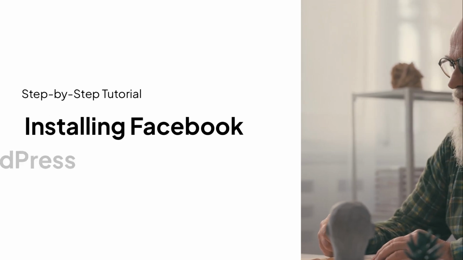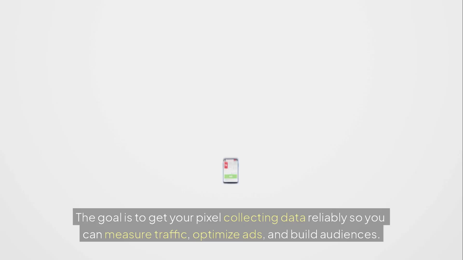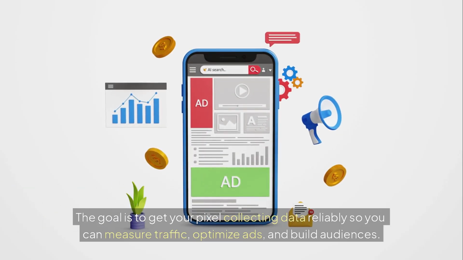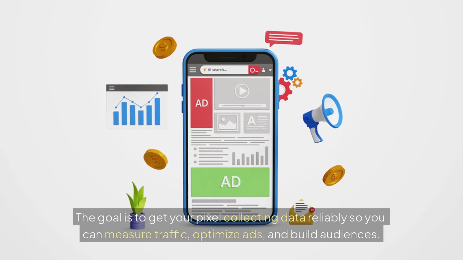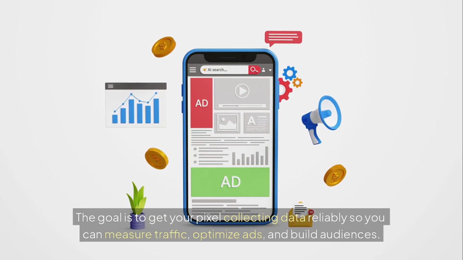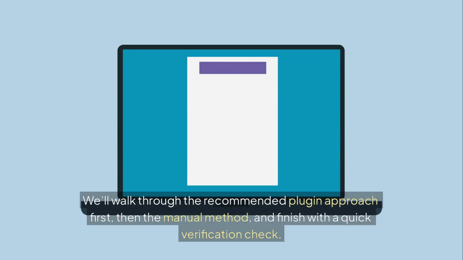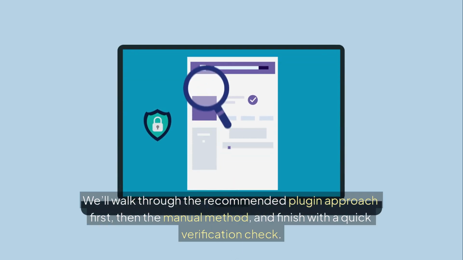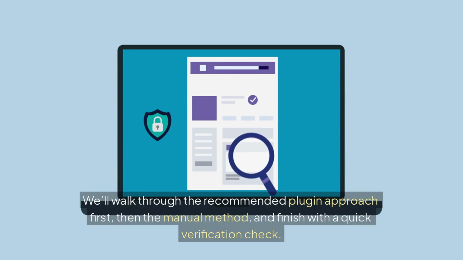In today's video, I'm going to teach you how to install a Facebook pixel on WordPress, which can be done using a plugin or by manually adding the code. The goal is to get your pixel collecting data reliably so you can measure traffic, optimize ads, and build audiences. We'll walk through the recommended plugin approach first, then the manual method, and finish with a quick verification check.